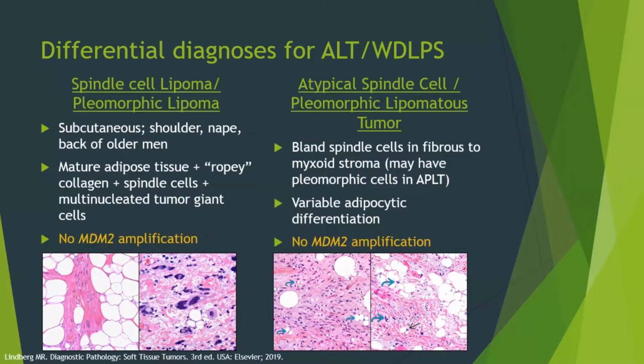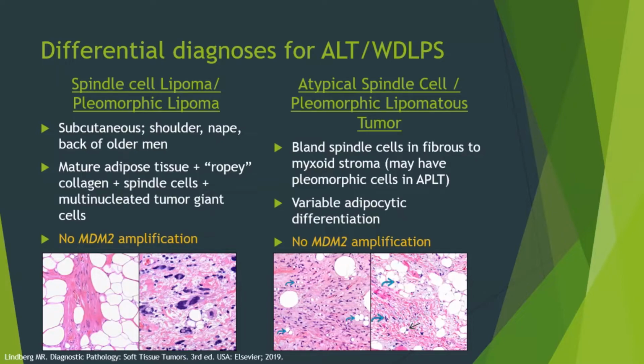Spindle cell lipoma and pleomorphic lipoma are composed of mature adipose tissue plus ropey collagen plus some spindle cells, and you may also have multinucleated tumor giant cells. Especially with pleomorphic lipoma, you can have enlarged hyperchromatic cells that could raise suspicion for atypical lipomatous tumor, well-differentiated liposarcoma. So it is the ropey collagen and the characteristic location in the shoulder, nape, or back of older men that may assist you in favoring spindle cell lipoma or pleomorphic lipoma. Again, important: spindle cell lipoma and pleomorphic lipoma do not have MDM2 amplification.